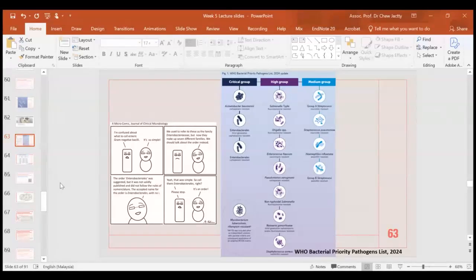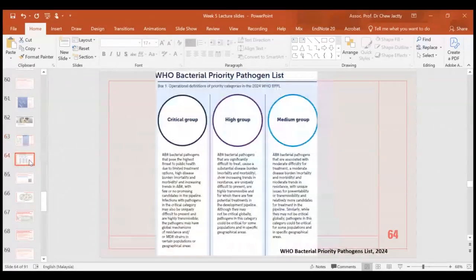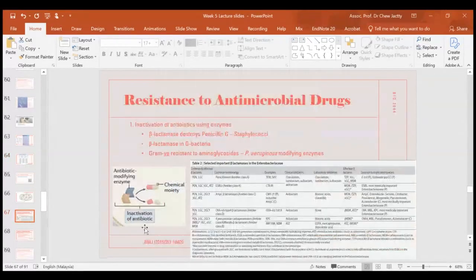So if you want to know what are the critical, high, medium risk groups, you can also listen to the recording, but very briefly, the critical groups are those that very commonly cause infection, with high mortality and few options available to treat the infections, compared to the medium group, for instance, our Staph aureus. Mortality and morbidity is a moderate burden, and there are quite a number of efforts in terms of coming out with new drugs to overcome this.